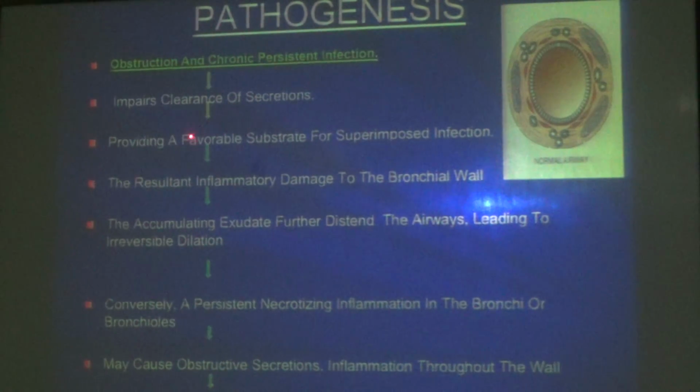Next, this provides a favorable substrate for superimposed infection. The purulent material in the bronchi and bronchioles accumulates more infection. It will dilate. The resultant inflammatory damage to the bronchial wall, and the accumulating exudate further distends the airways, leading to irreversible dilatation; totally it will be dilated. Conversely, persistent infection in the bronchi and bronchioles may cause obstructive secretions and inflammation throughout the wall, and it causes bronchiectasis. That's how it goes. Is that clear?